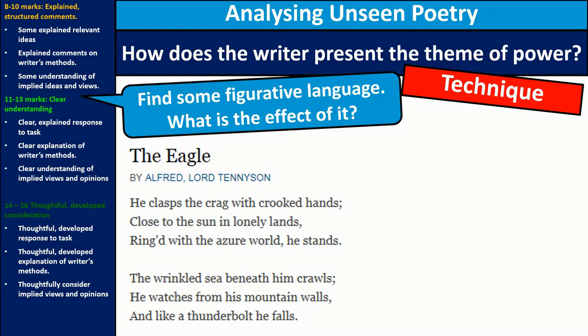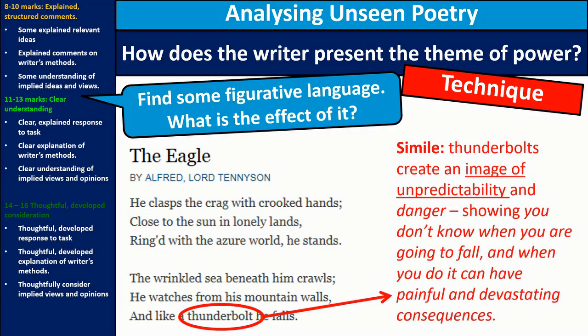Now I'm going to get to my analysis, and now this is where, exactly the same as in my language essays, I'm going to do my focus effect link, and I'm basically saying how the writer has used methods now to present that attitude and present that point of view. So first of all, technique, find yourself some figurative language and what's the effect of it. So I've gone for like a thunderbolt. Focus effect link, so this is a simile, focusing on the simile. What's the effect? Thunderbolts create an image of unpredictability, link it back. Danger, showing you don't know when you're going to fall, and when you do, you can have painful and devastating consequences. Bish, bash, bosh.